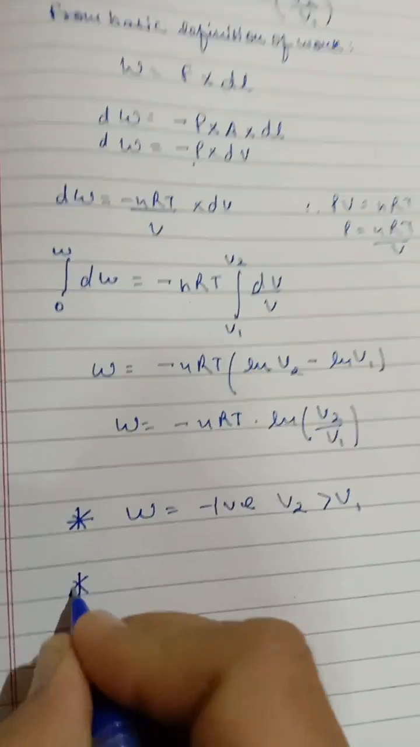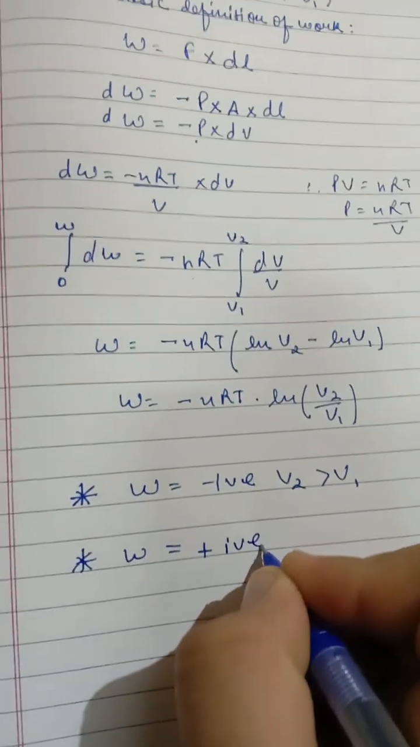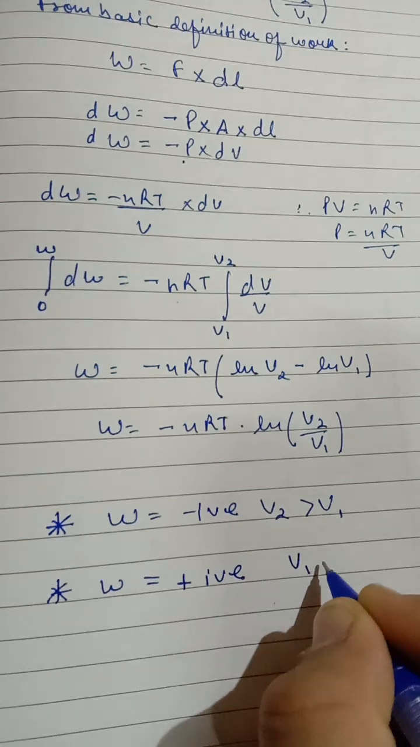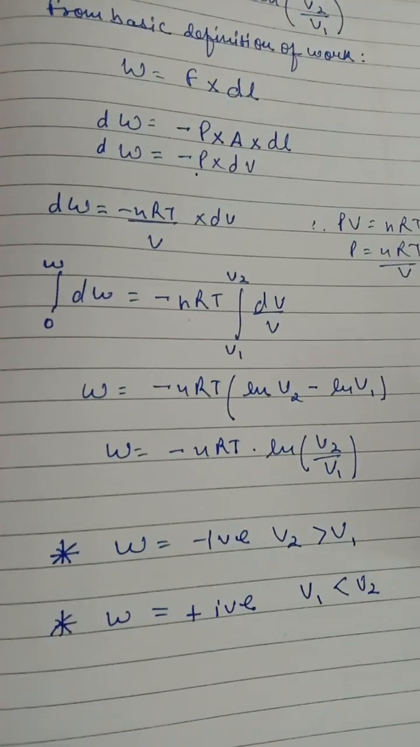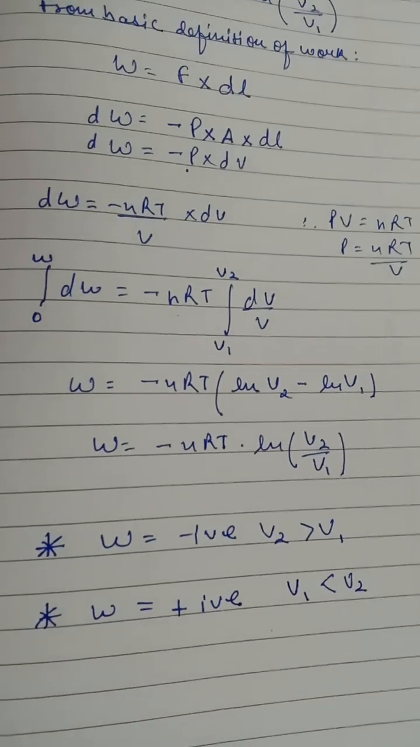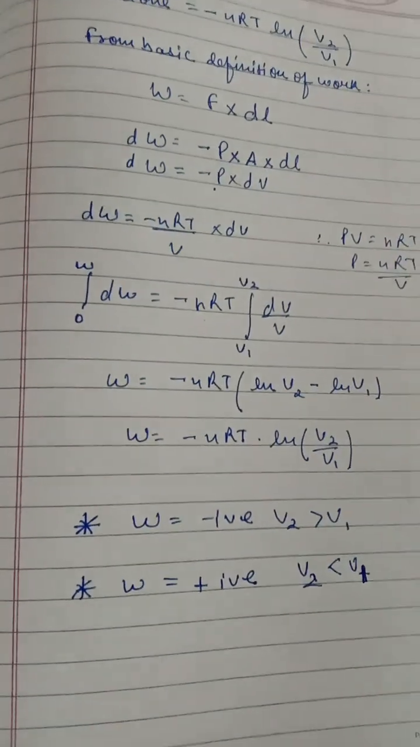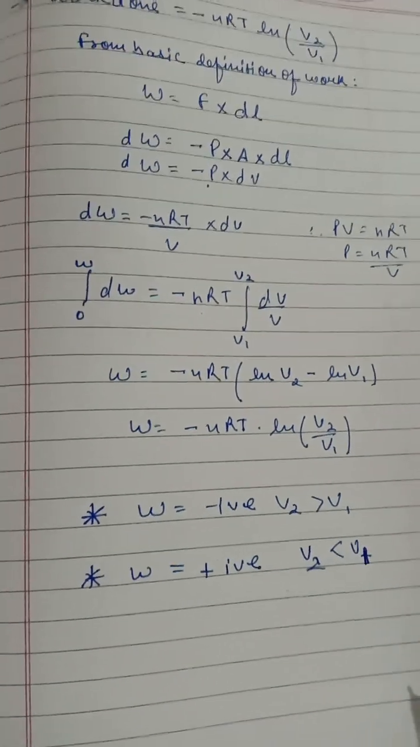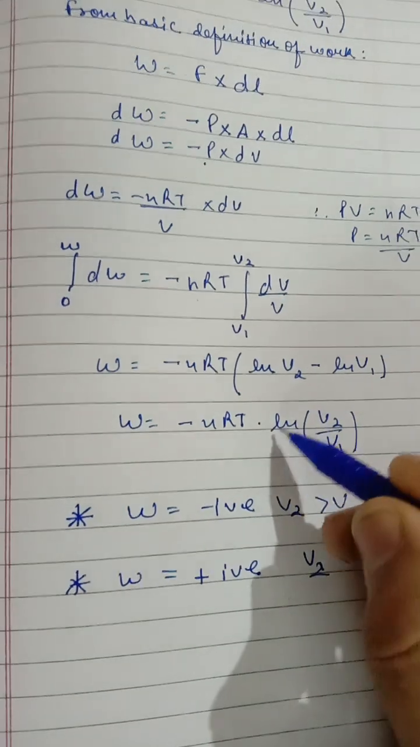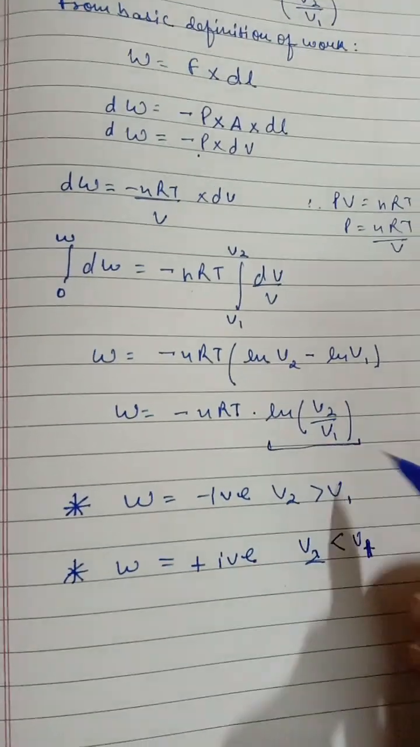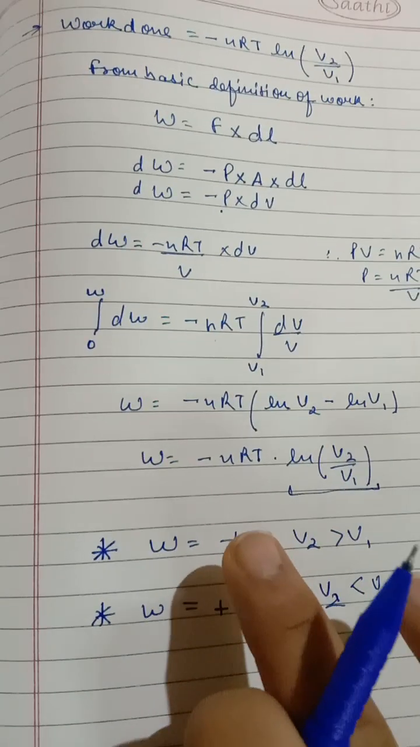When work done is positive, that is work is done by us, we are spending some kind of energy, so we are compressing the gas. Sorry, I said it the opposite way. The final volume has to be less than the initial volume because we are compressing the gas. So V2 will be less than V1. So this whole log term will be negative. Negative, negative, positive. So work done will be positive.